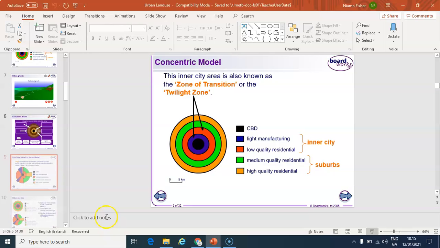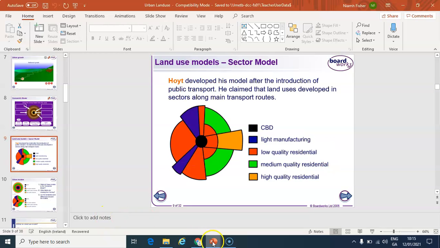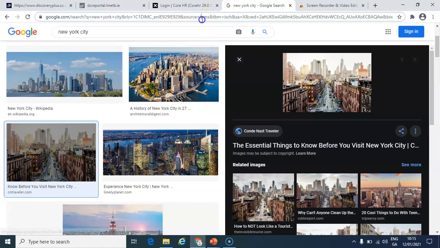So again, I'm just going to show you a little diagram of this. Where am I?